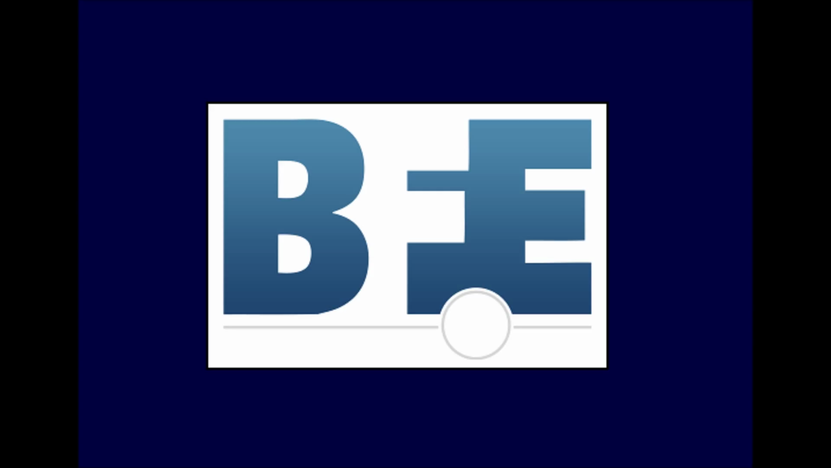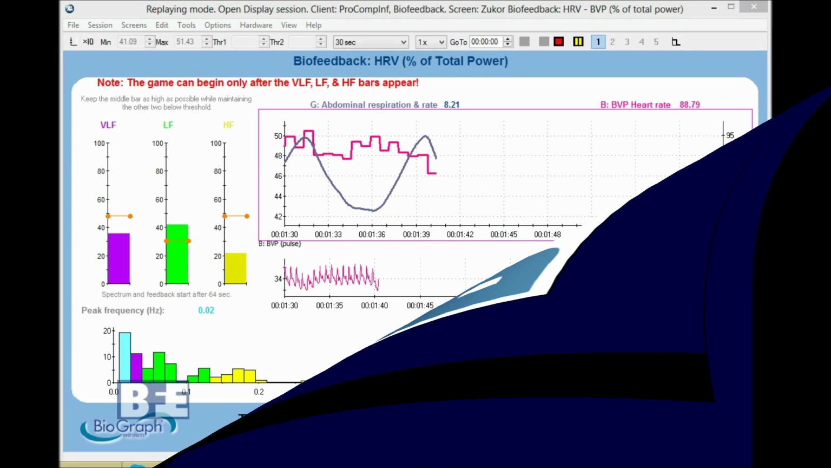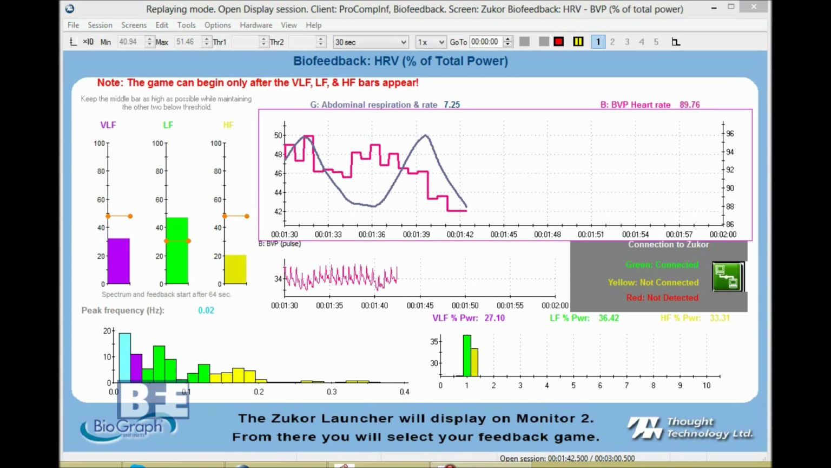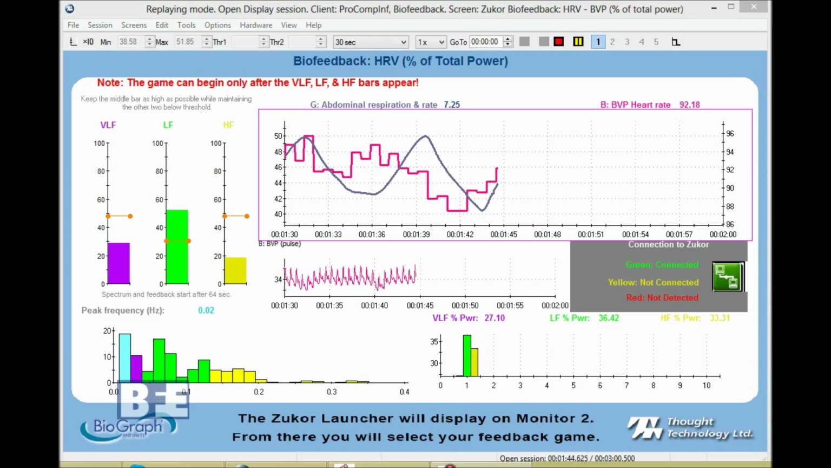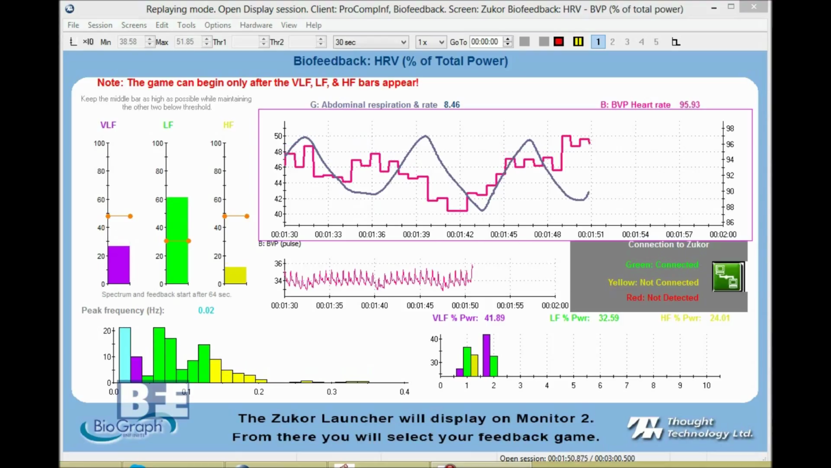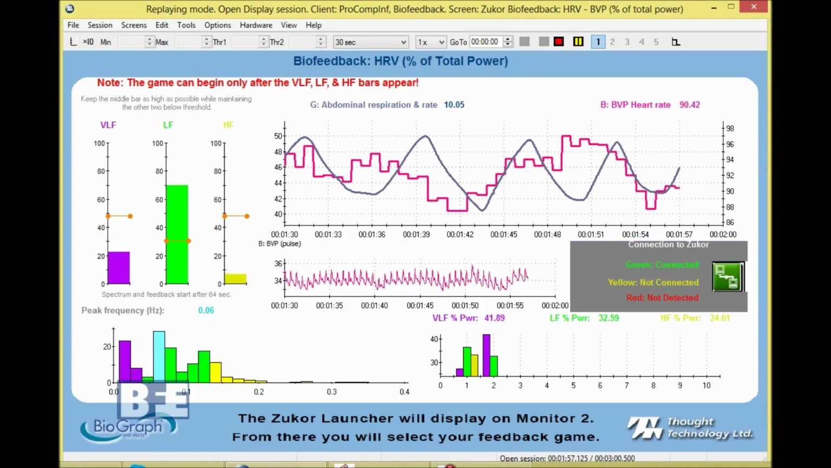Now, Zukor's Grind is a two-monitor game, and so that means that the main monitor is what the clinician gets to look at for statistics, as I'm showing right now, and the second monitor is what the client looks at for the actual game aspect. What I'm currently showing is one of the default heart rate variability training features for Zukor's Grind. It should look quite familiar to what you might have seen in some Thought Technology or BFE suites.